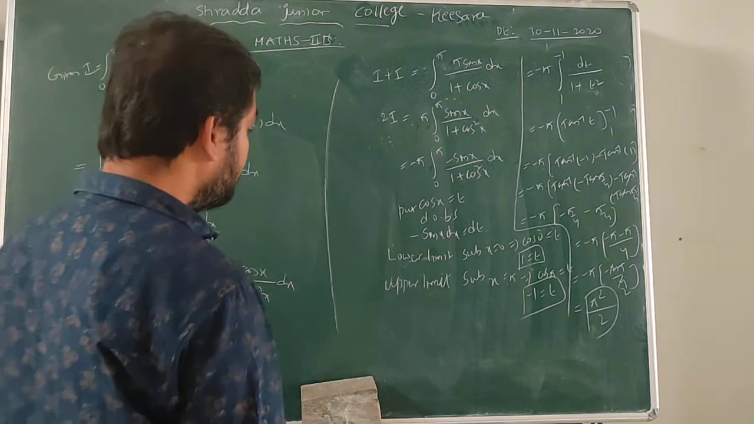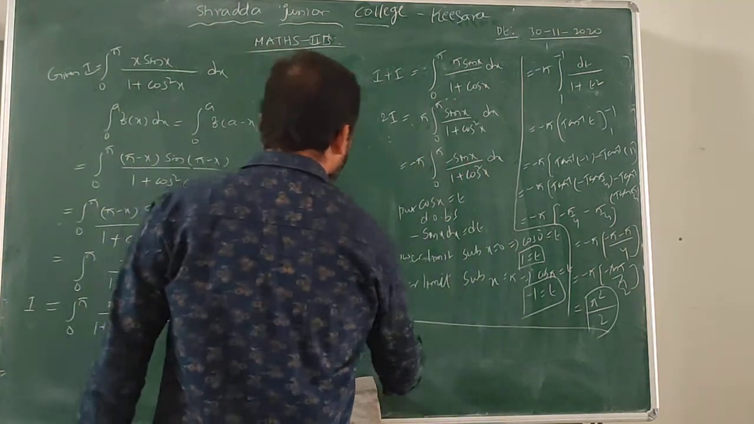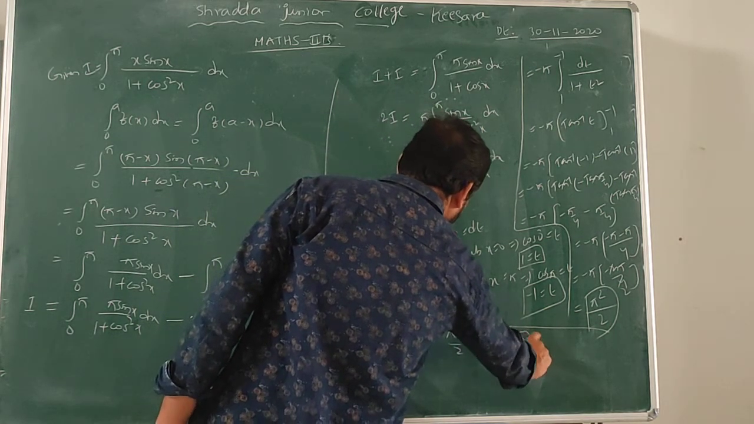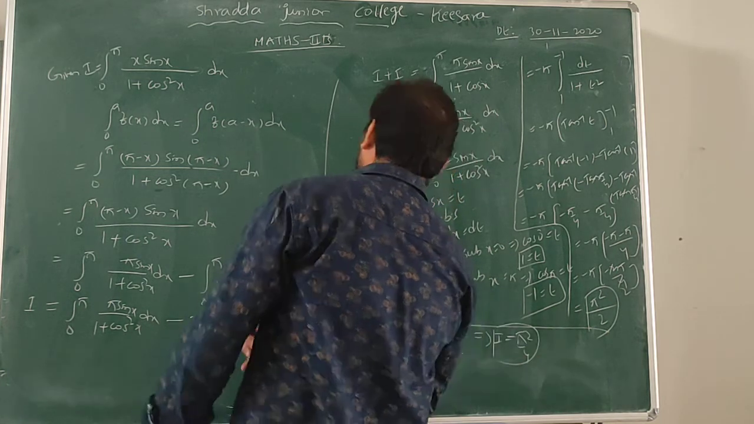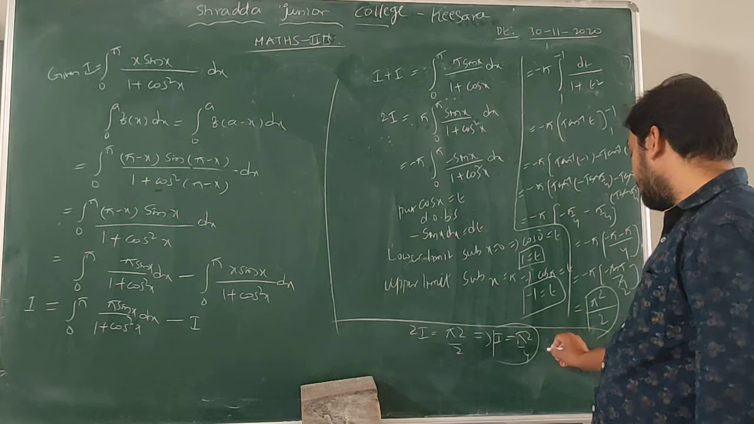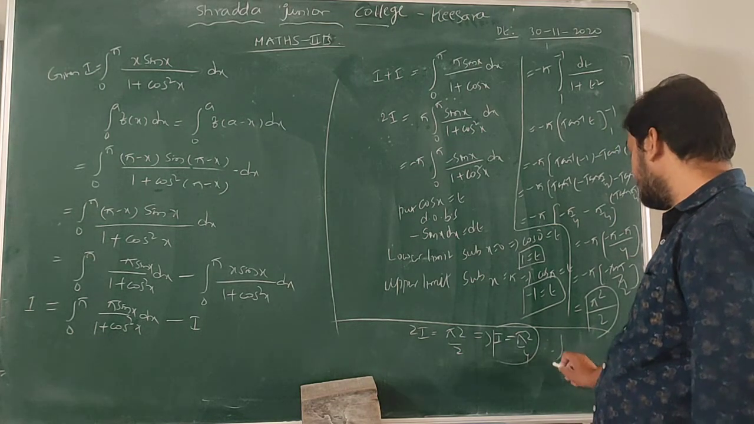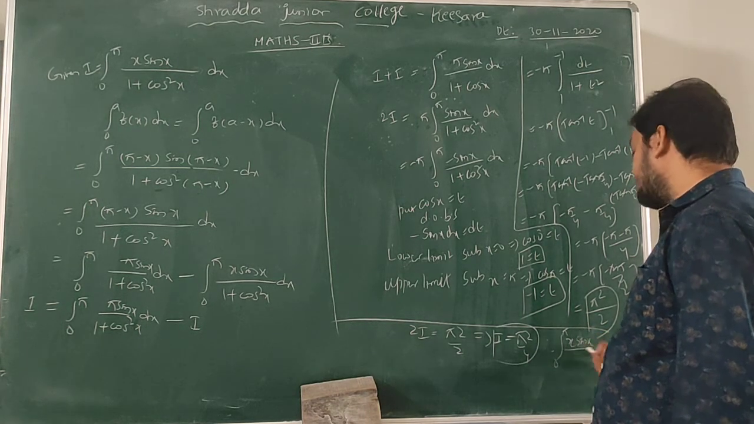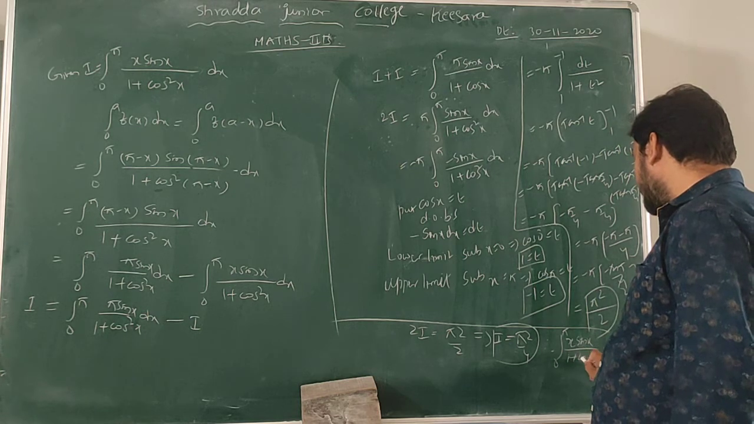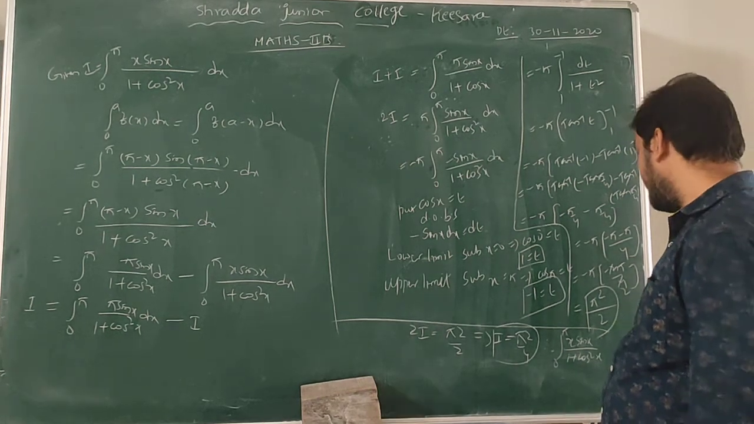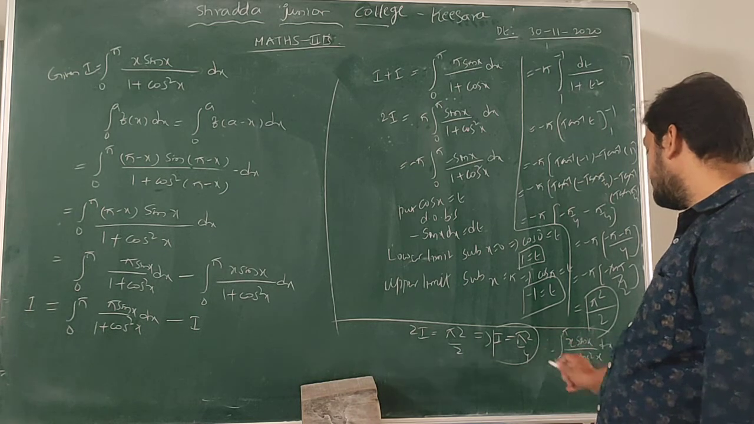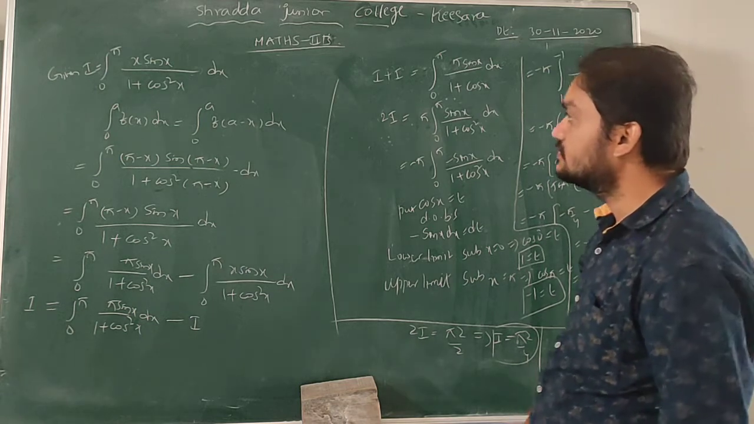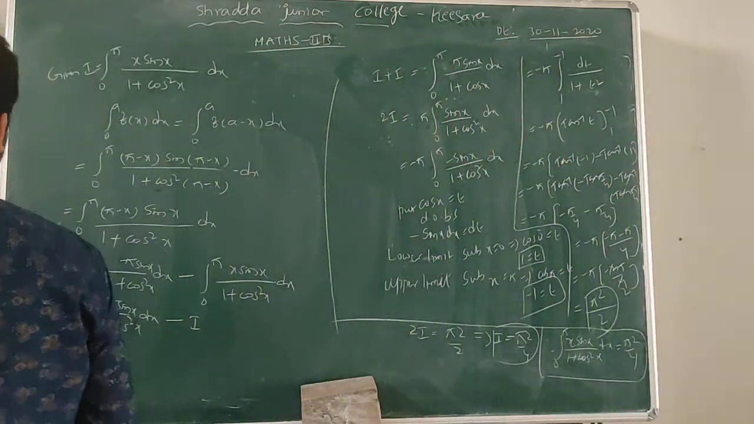Now here 2I equals what, that is pi square by 2. Now I equals what, that is pi square by 4. So what is I? I is nothing but integration 0 to pi x sin x by 1 plus cos square x dx. Now this is equals to what? Pi square by 4. Now this is our required answer.